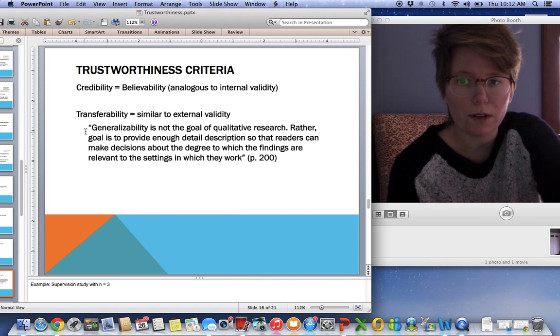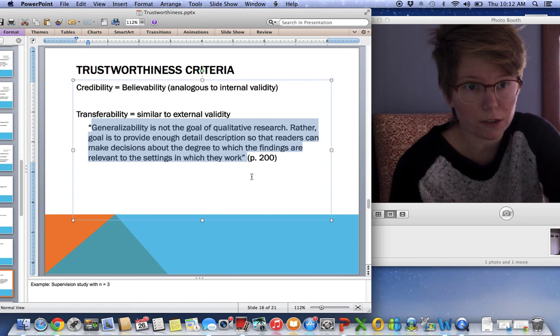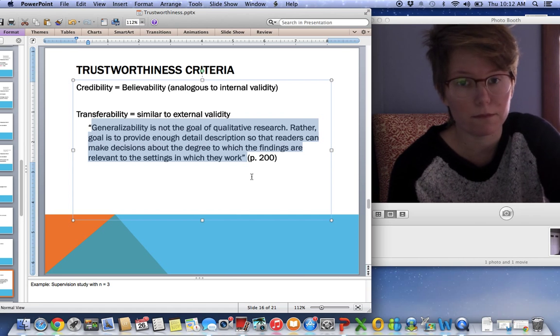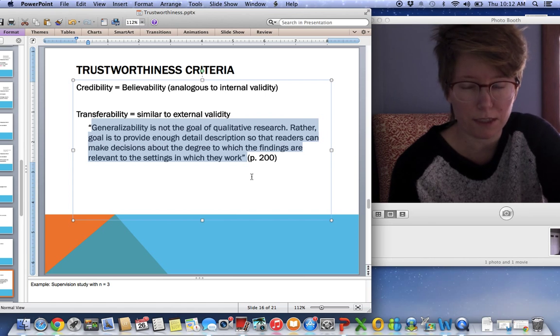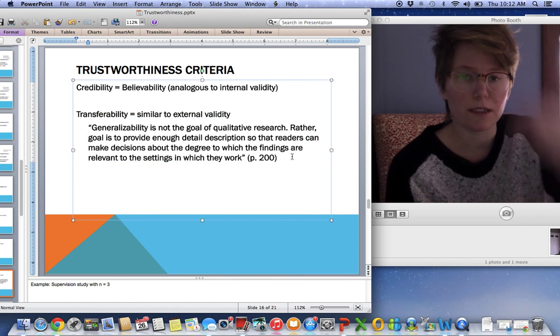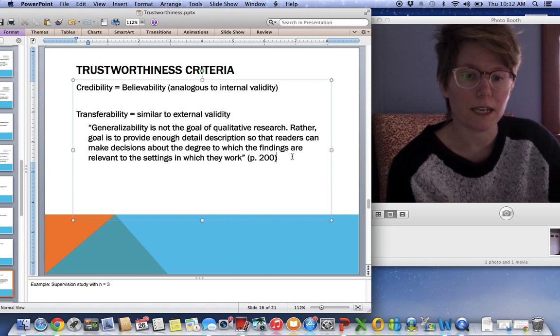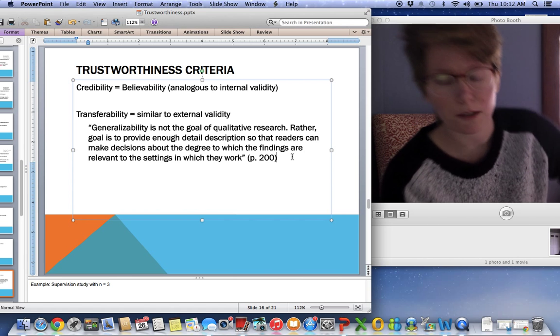But I wrote this quote out because I think it's so crucial. This is from page 200. Generalizability is not the goal of qualitative research, for the most part, by and large. Rather, the goal is to provide enough detailed description so that readers can make decisions about the degree to which the findings are relevant to the settings in which they work. And this is a really important idea, and this is part of the paradigm shift from quantitative to qualitative. And this came up in some of your critiques, in your annotations.